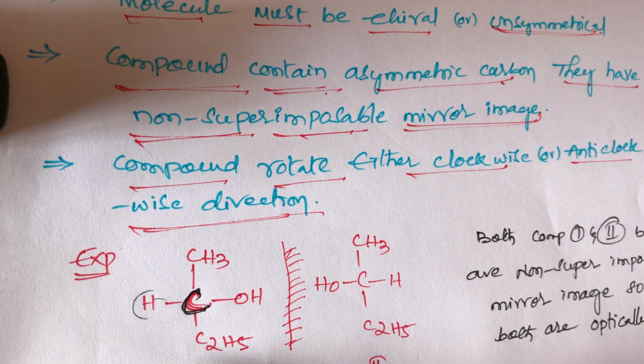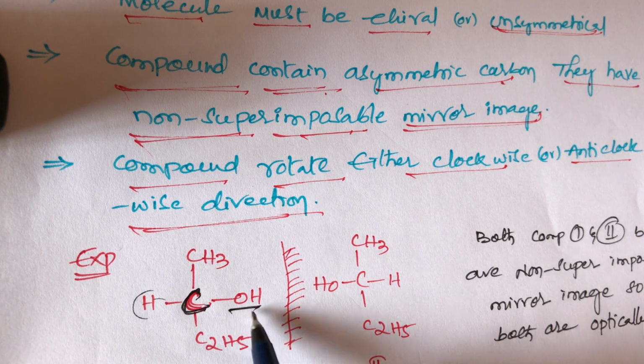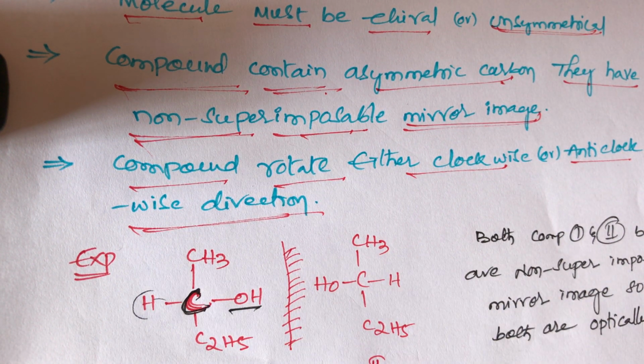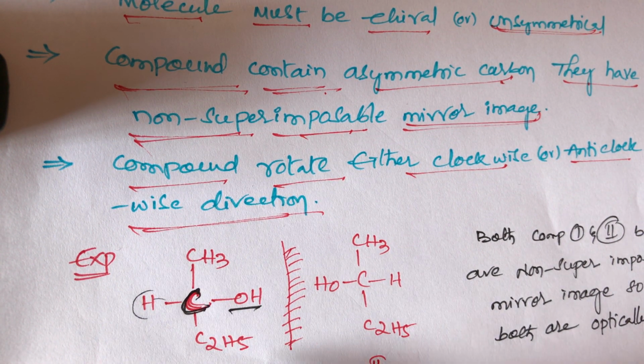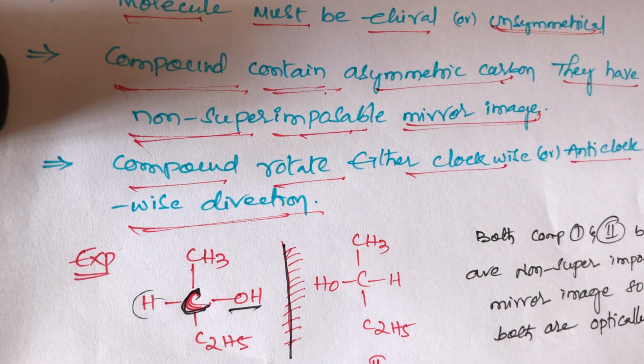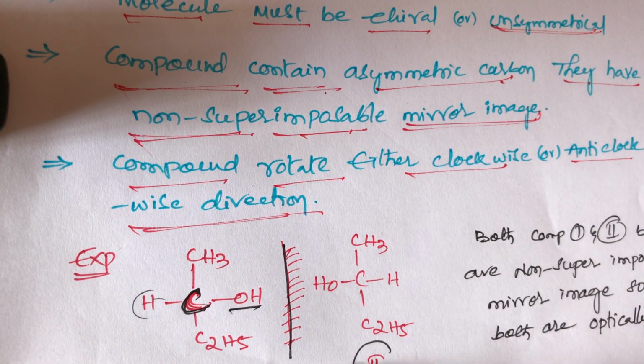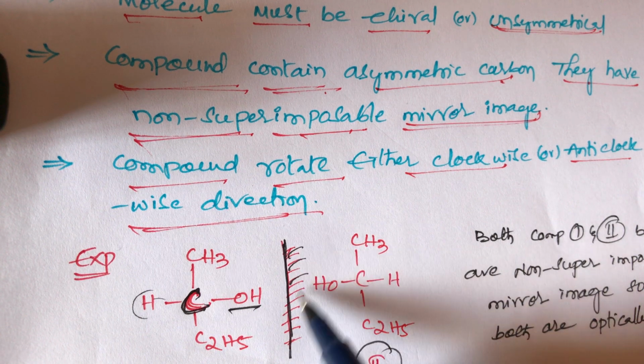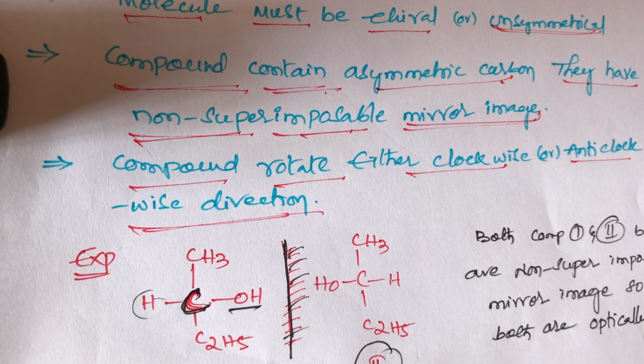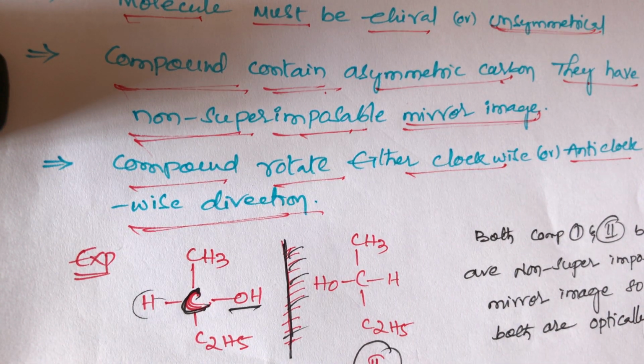When the OH group is present on the right side, that is the clockwise direction, where plane polarized light rotates to the right-hand side. This is the first compound. The second compound is the mirror image, like a mirror. So structure 1 and structure 2 are both mirror images.